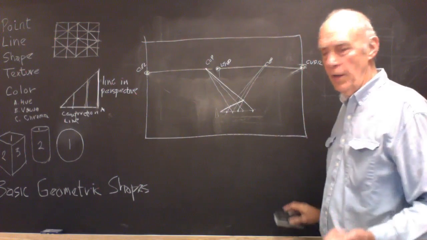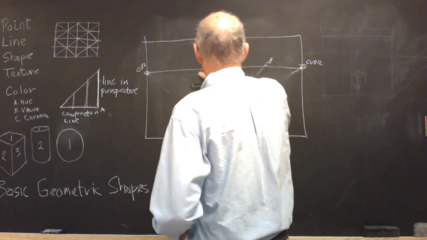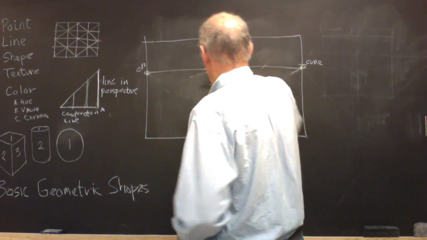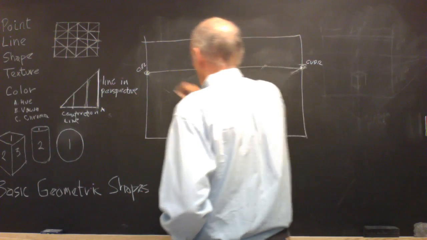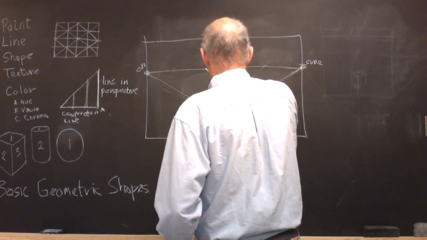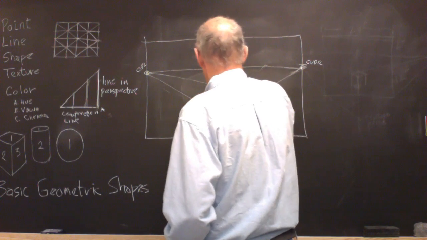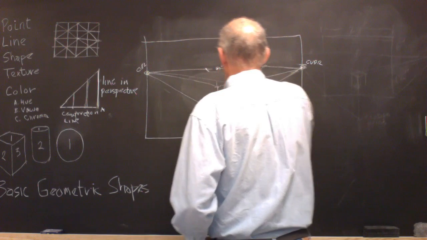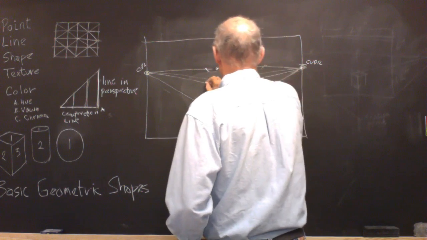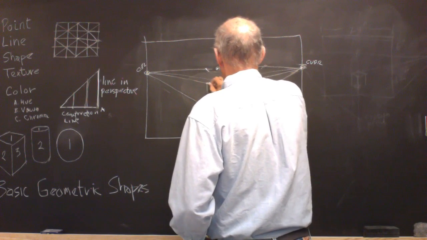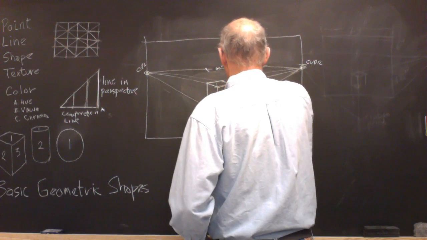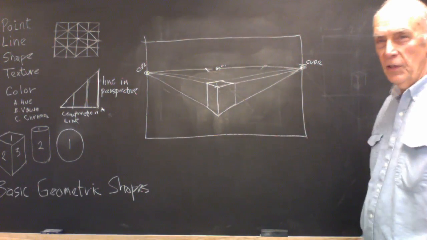Okay, so we're going to do that. We're going to draw a block in 2-point perspective, distorted, and we're going to cut 3 steps out of this. I'm going to cut 3 steps out of this.